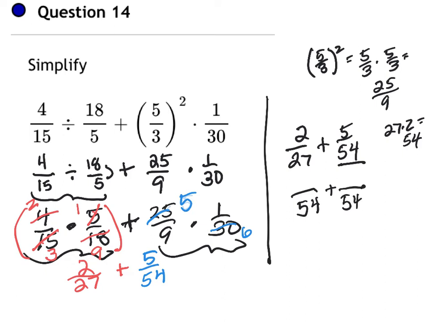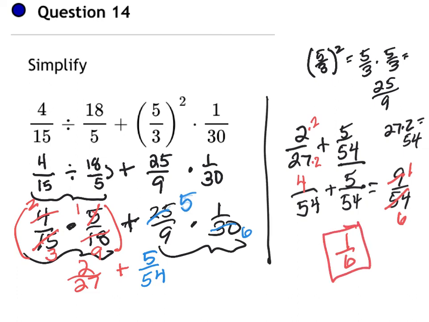So 5 will stay, but we have to multiply 27 by 2 to get 54, so we've got to change the numerator. 2 times 2 is 4. So then when we add our numerators, 4 plus 5 is 9 over 54, and we can reduce that fraction. 9 will go into 9 once, and 9 goes into 54 6 times. So 1 over 6 is our answer. So take a minute and look at that.